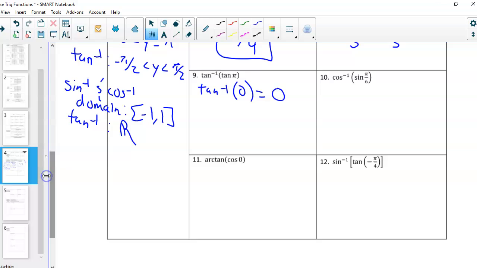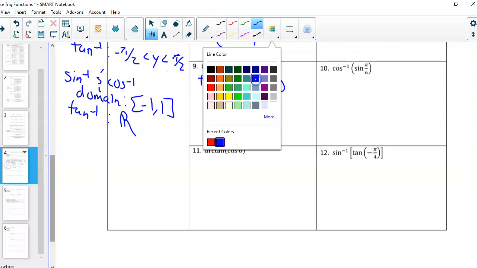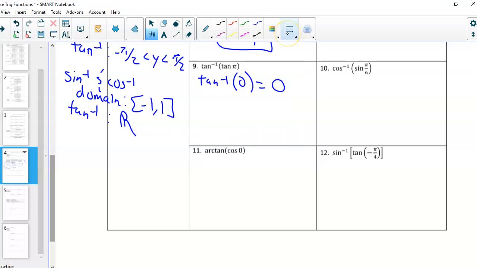Okay. I want you guys to go ahead and try the other 3. If you have questions, I'll be around. Okay, for 10, what is the sine of pi over 6? 1/2. So we're looking for where in the range, in cosine's range, is cosine equal to 1/2. So pi over 3 is our final answer, but we had to find the 1/2 to get to it.